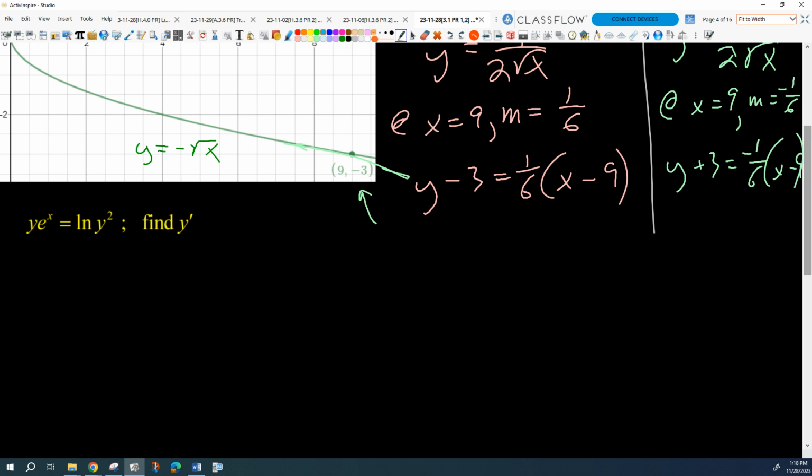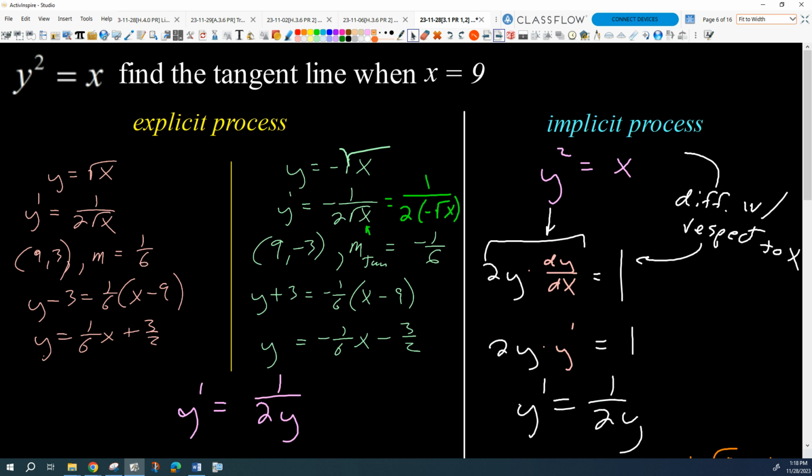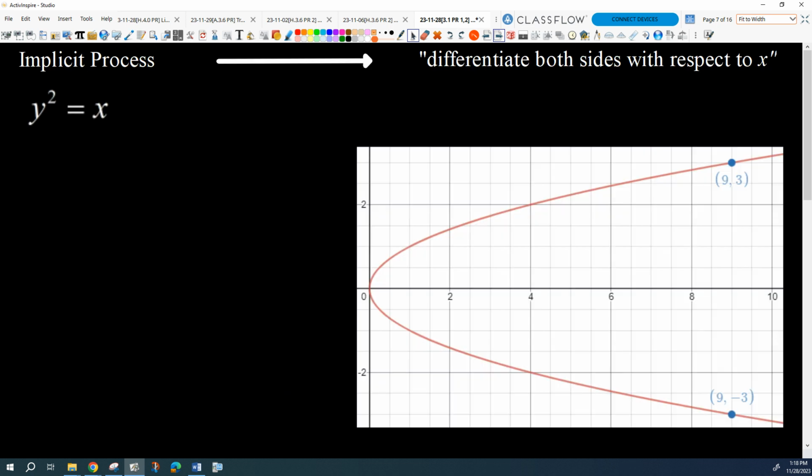There isn't even a way to do it. The math doesn't even work to do it the other way. So this isn't just a good idea making your life simple. This is sometimes the only way to do things. Okay, so let's practice this a little bit. What did I have going here? I can't remember. Okay, so the implicit process is differentiate both sides with respect to x from the beginning, and then the y primes will just pop out.